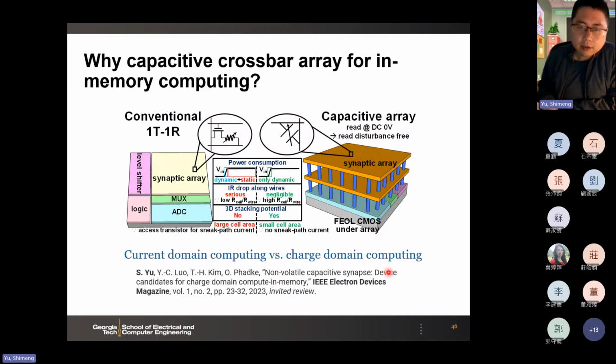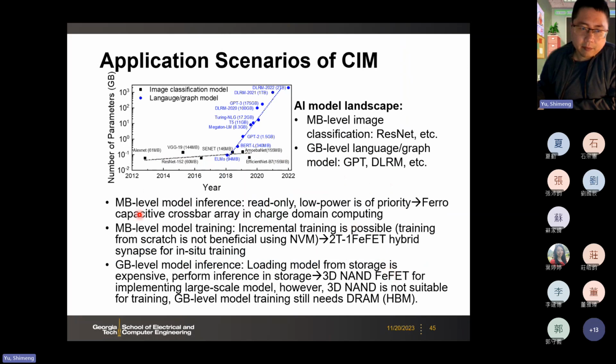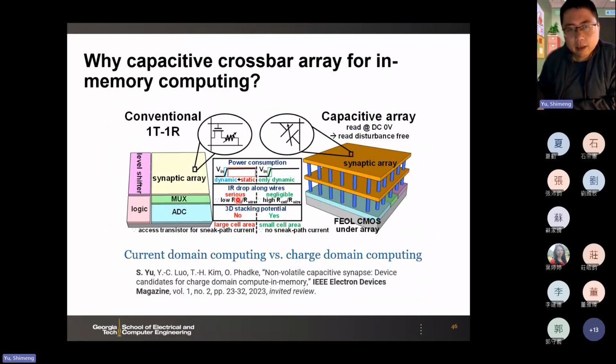So here, then let's look at the megabyte level model inference. And we believe that we can use this capacitive crossbar array for in-memory computing for this megabyte level problem. And here in our group, we propose a new way to do this in-memory computing, not in the resistive crossbar, but in the capacitive crossbar.